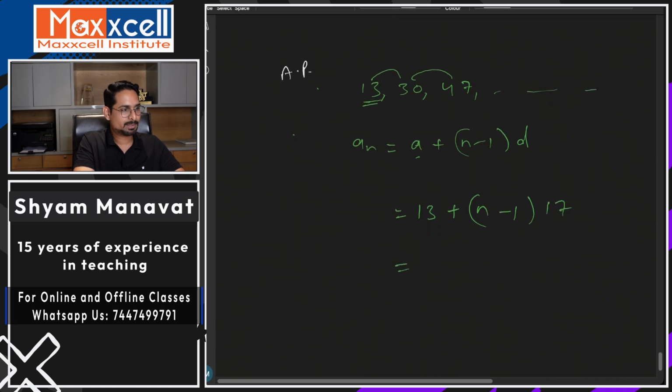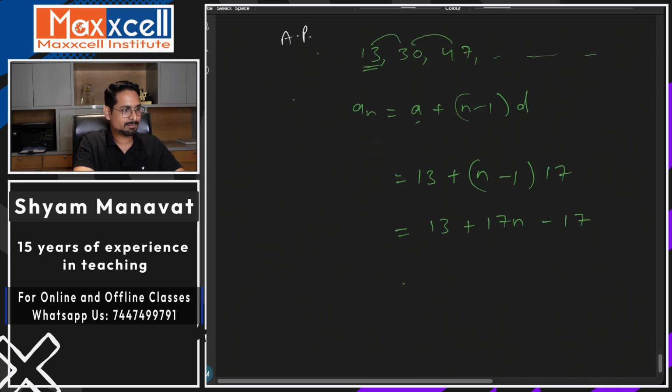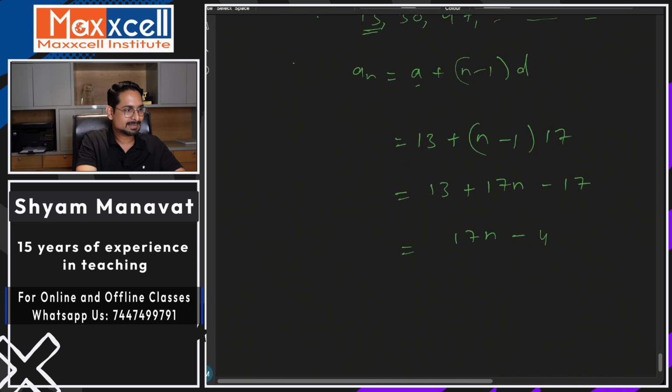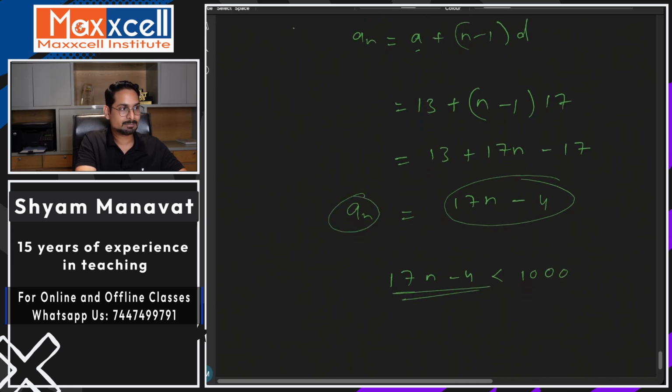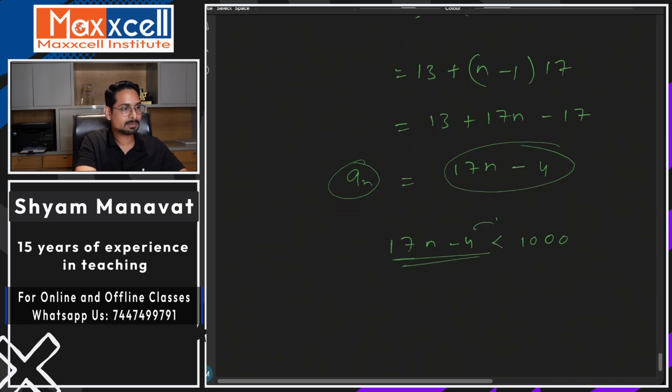Simplify this, open the bracket: 13 plus 17n minus 17. Simplify further, you get 17n minus 4. This is your nth term, and that is the last term, and that is supposed to be less than 1000. This value should be less than 1000. Did you understand that? This nth term is nothing but the value of x in the series, the coordinate of x.